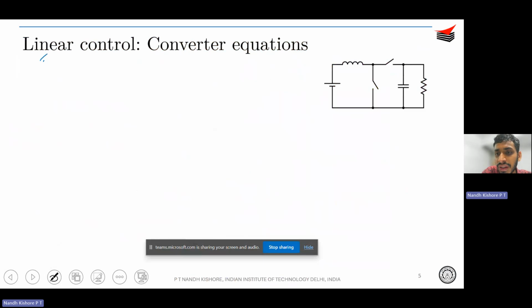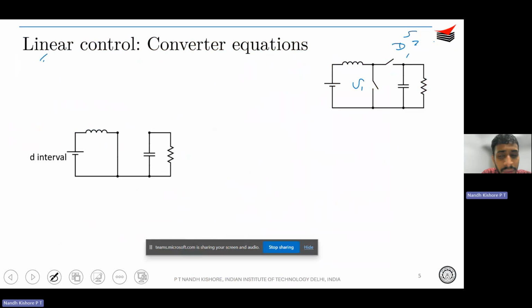Of course, you guys know by now that this is your active switch. Let me call this S1, and this might be your diode D1, or it can even be a synchronous rectifier, so you might call it S2 as well. It's your convenience.